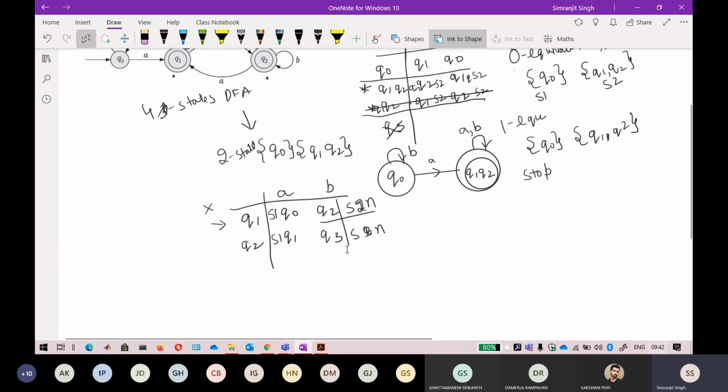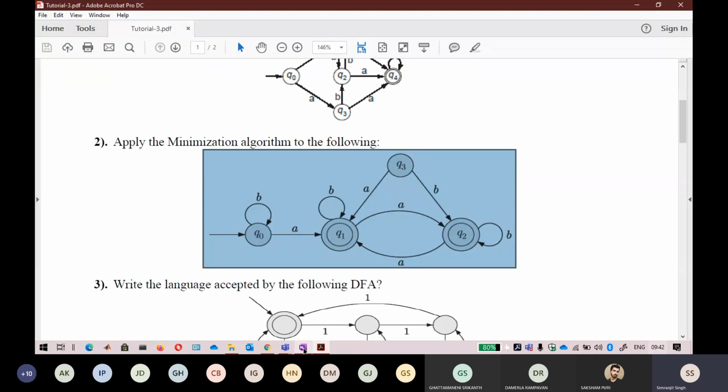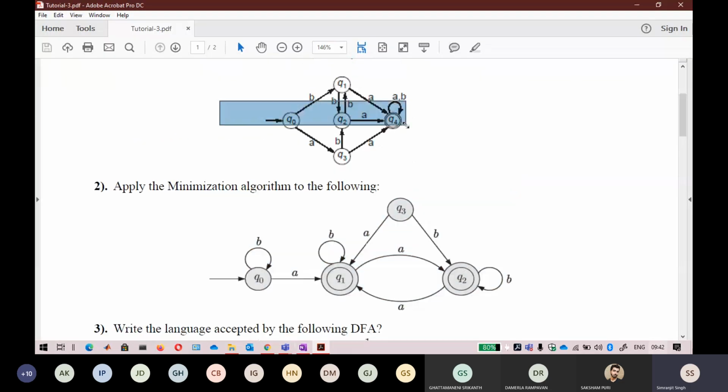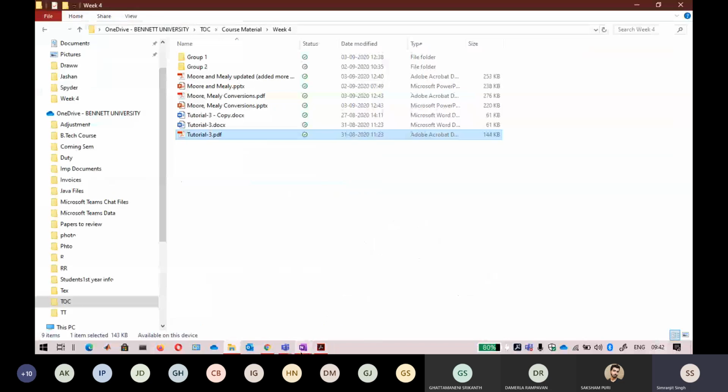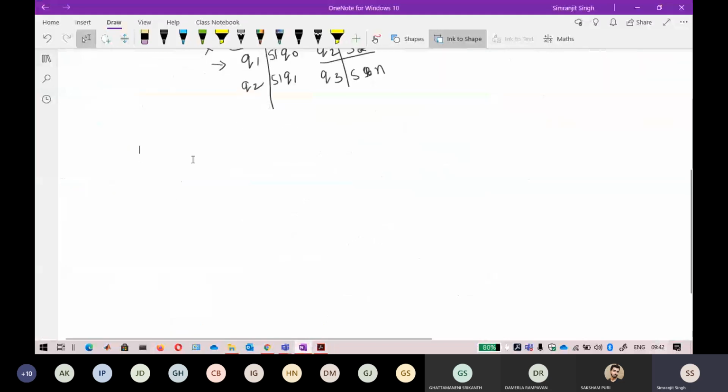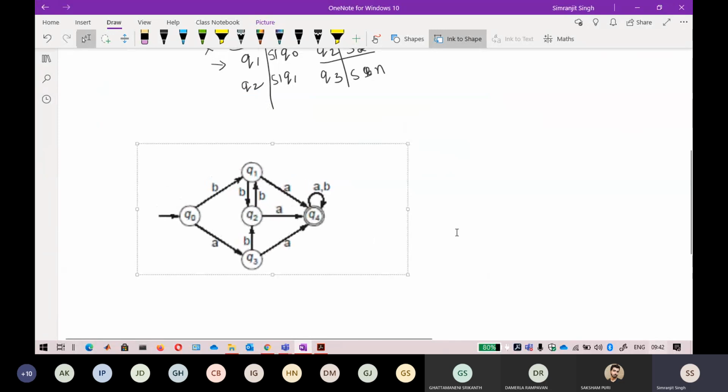Okay, now I think you can easily solve the other question, this one. And again, this is a little bit difficult question. I don't say very difficult, a little bit. Again, here it has 5 states: 1, 2, 3, 4, 5.